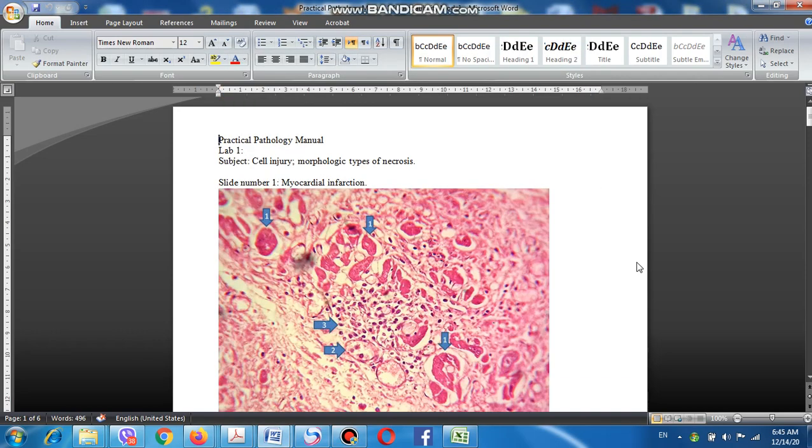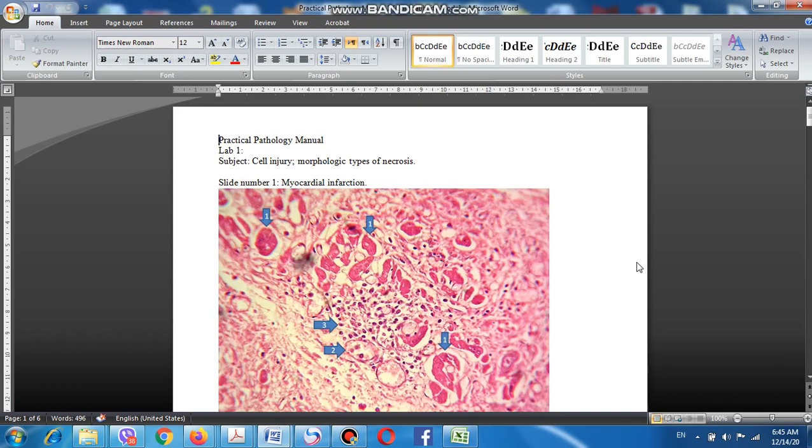Today we will talk about the morphological variants of necrosis. We have mentioned in the theoretical part last lecture that there are four morphological types of necrosis. These morphological types of necrosis are characterized by different appearances. Whenever the tissue dies, whenever the cells die within the tissue, they will take a special type of appearance called the morphology.